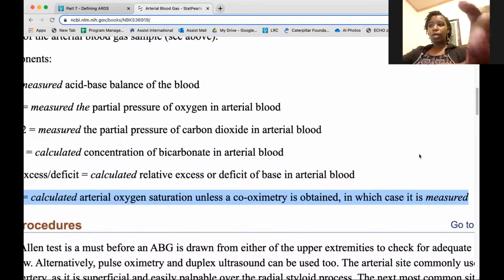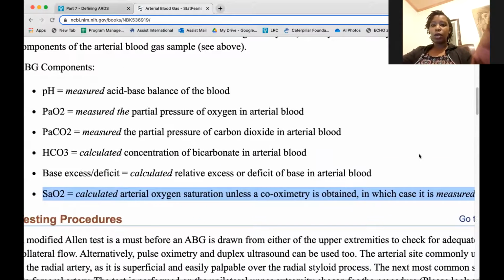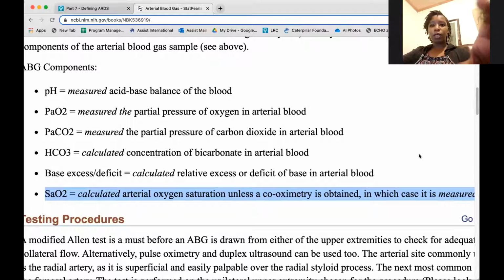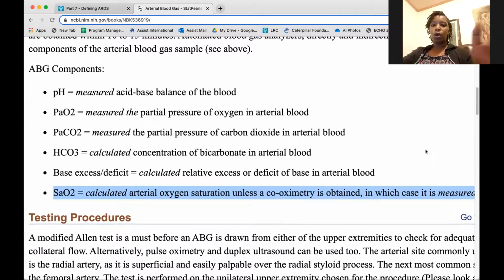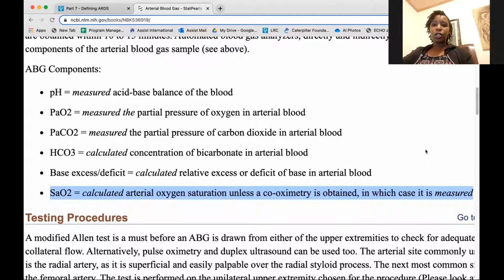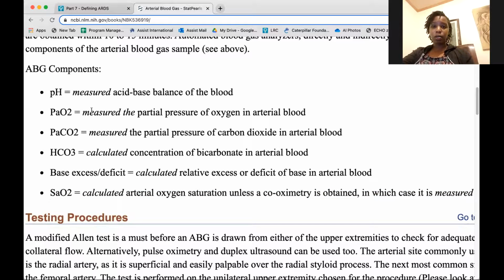So using these parameters in a BGA, you'll be able to tell if the patient is hypoxemic or not. The easiest measure is the partial pressure of oxygen. If it is lower than 75, you can tell that the patient is hypoxemic. And also the saturations at the bottom, the SpO2, can give an indication of hypoxemia.